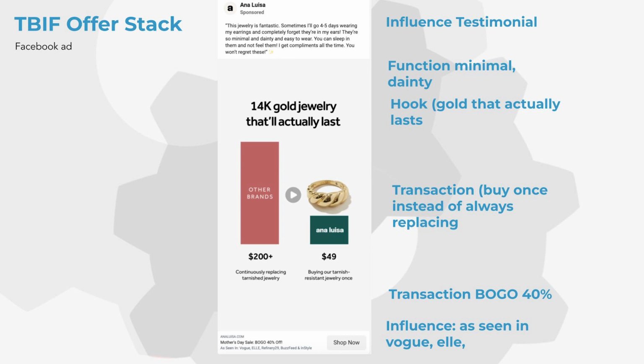And looking below that, right there in the headline of the ad, they got a transactional attribute. They're saying buy one, get one 40% off for our Mother's Day sale. And they finish this perfect ad with a nice, awesome influence attribute where they say, as seen in Vogue, Elle, and everywhere else. So this is a good example of using an offer stack right in an ad. And we're gonna look at one more example of using an offer stack in a Facebook ad.